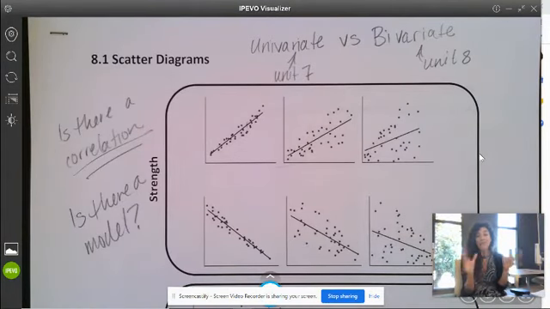Okay. A lot of information. Let's just talk about the four different words that we use to describe, or the four different types of words that we use to describe scatter diagrams.